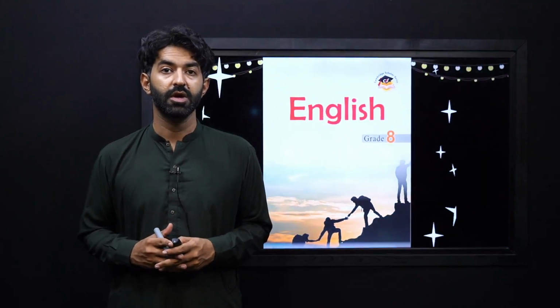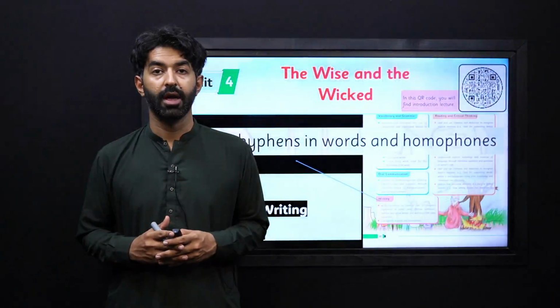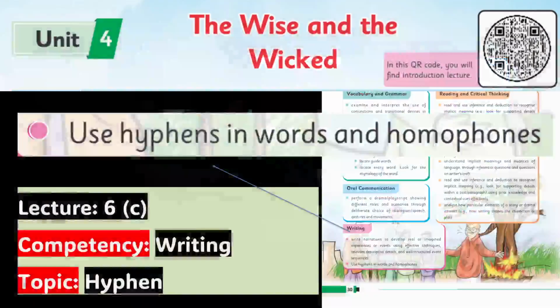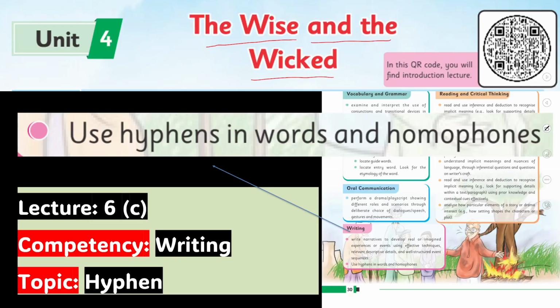My dear learners, we are on our unit number 4 and the title is The Wise and the Wicked. This is our unit 4 and we are dealing with an SLO from the competency of writing. It is about using hyphens.